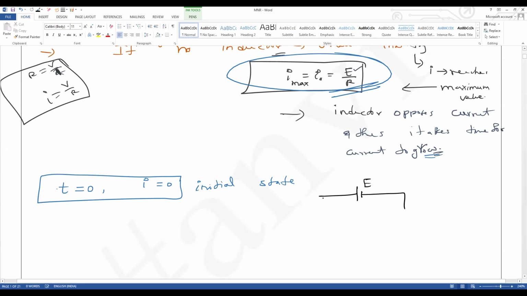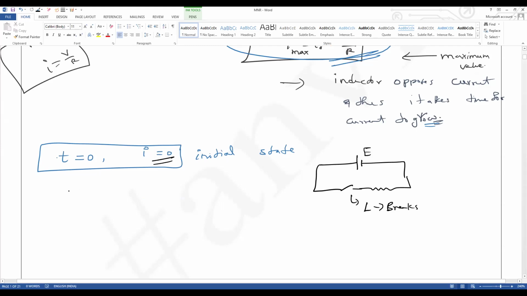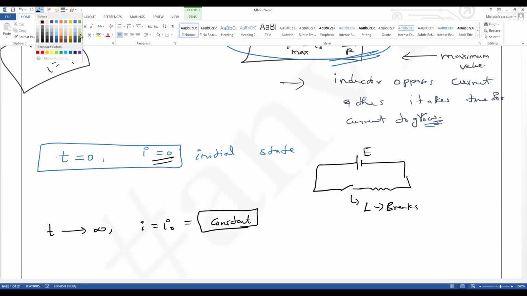So at that instant of time, the inductor breaks. Do you understand, everybody? The inductor breaks, like you can see that. So the inductor breaks, so the current will become what? Zero. At t equal to zero, the initial state. So when time keeps on increasing and becomes infinity, I becomes I naught. That is the only way to call it maximum. Yes or no, guys? Please respond. So I becomes I naught after a certain time.